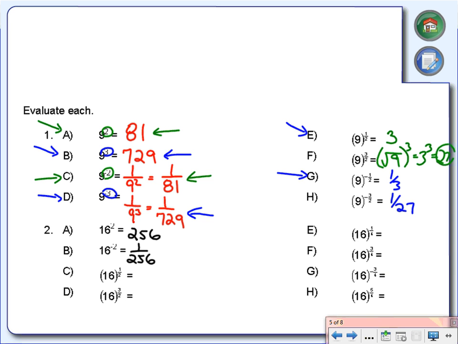C, 16 to the 1/2 power. Well, 1/2 power means square root. So I'm asking for the square root of 16. And the square root of 16 is 4.